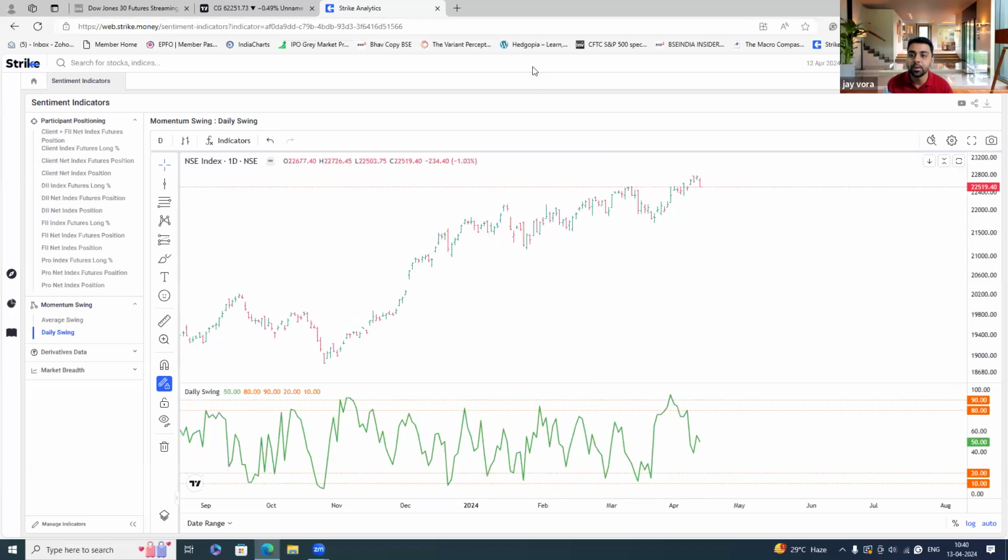So say for example, you can see over here that the daily swing had reached 90. Okay, and after that we got 3, 4, 5 days of consolidation over here, and only then it picked up.